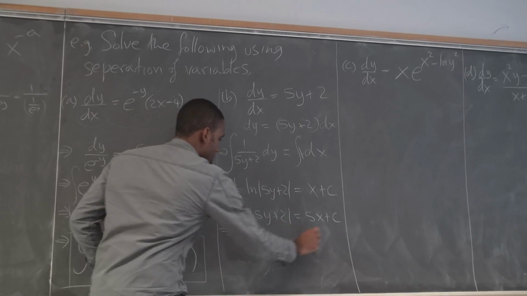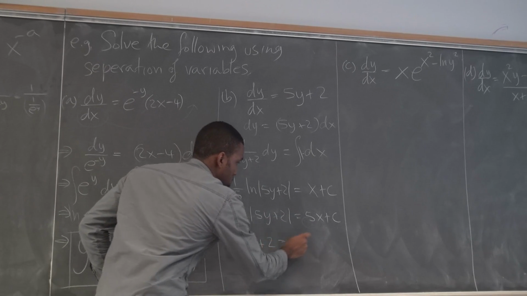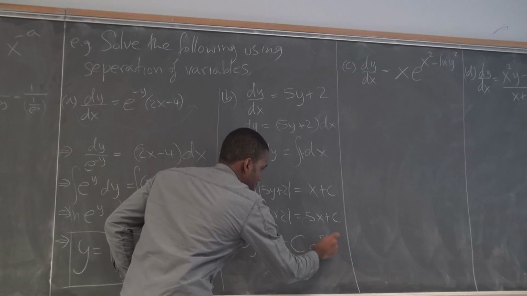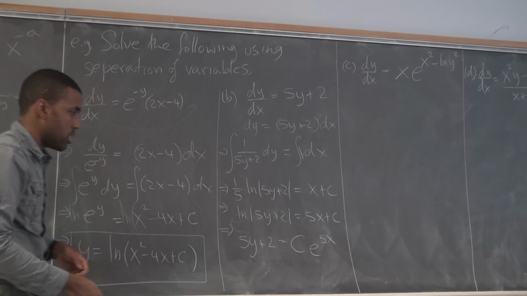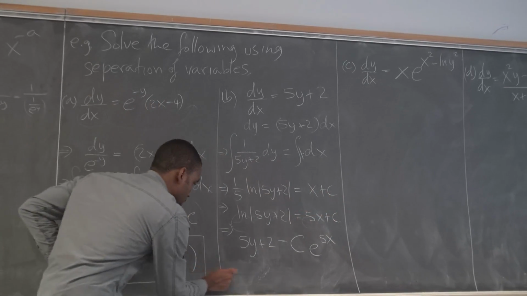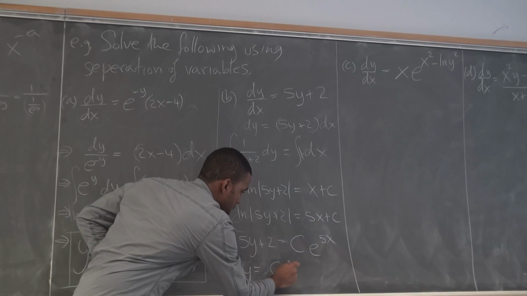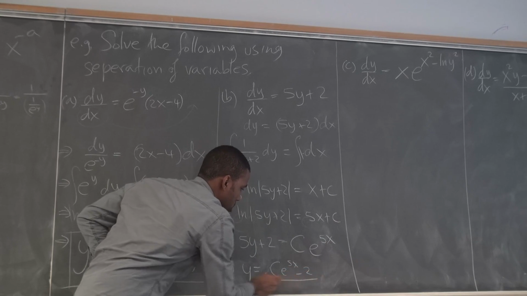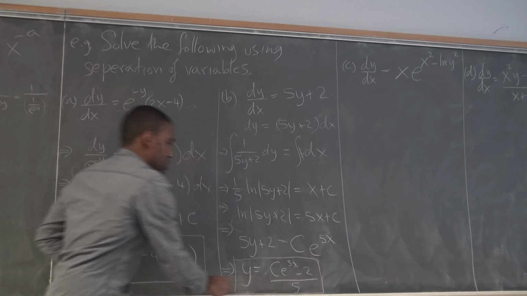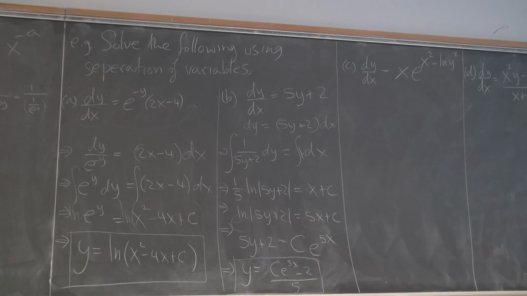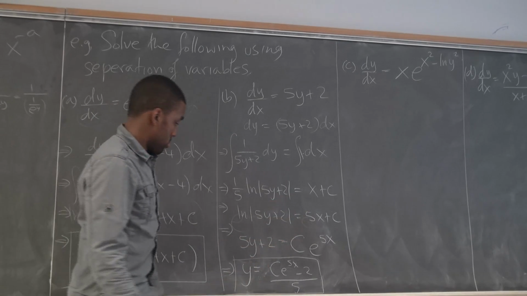Raise both sides to the e, and so here I have 5y plus 2 is equal to c e to the 5x, right? Because this plus c power, I can factor it off. And so in the end, my y is going to be equal to c e to the 5x minus 2, all over 5. That would be the general solution to that. Right, so subtract 2 from both sides and then divide by 5.